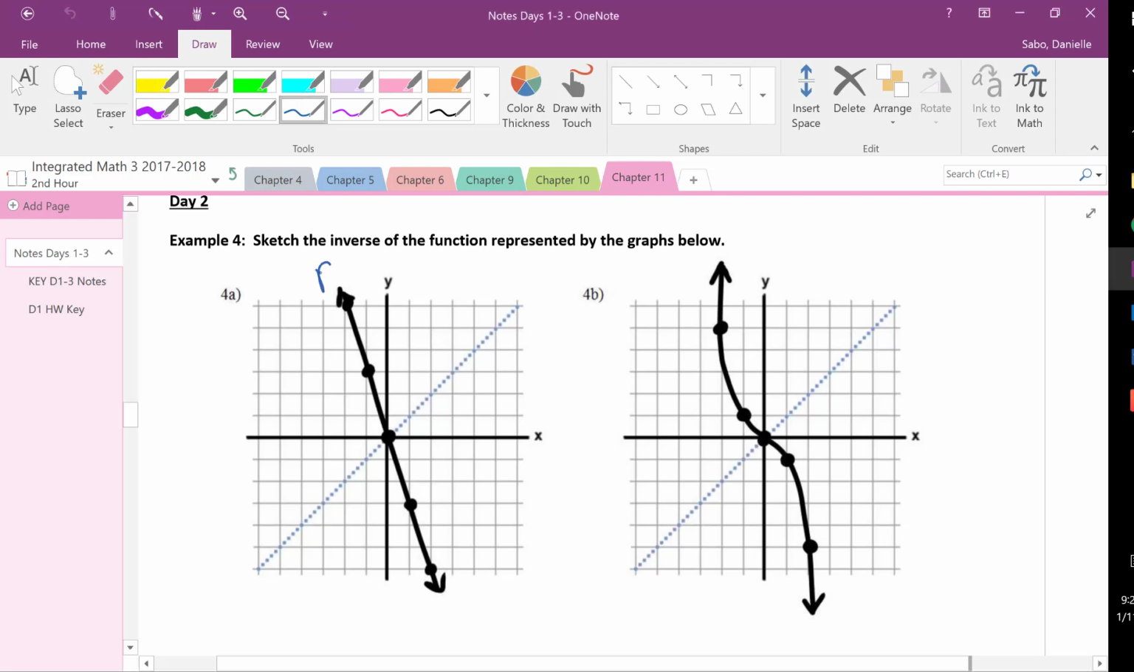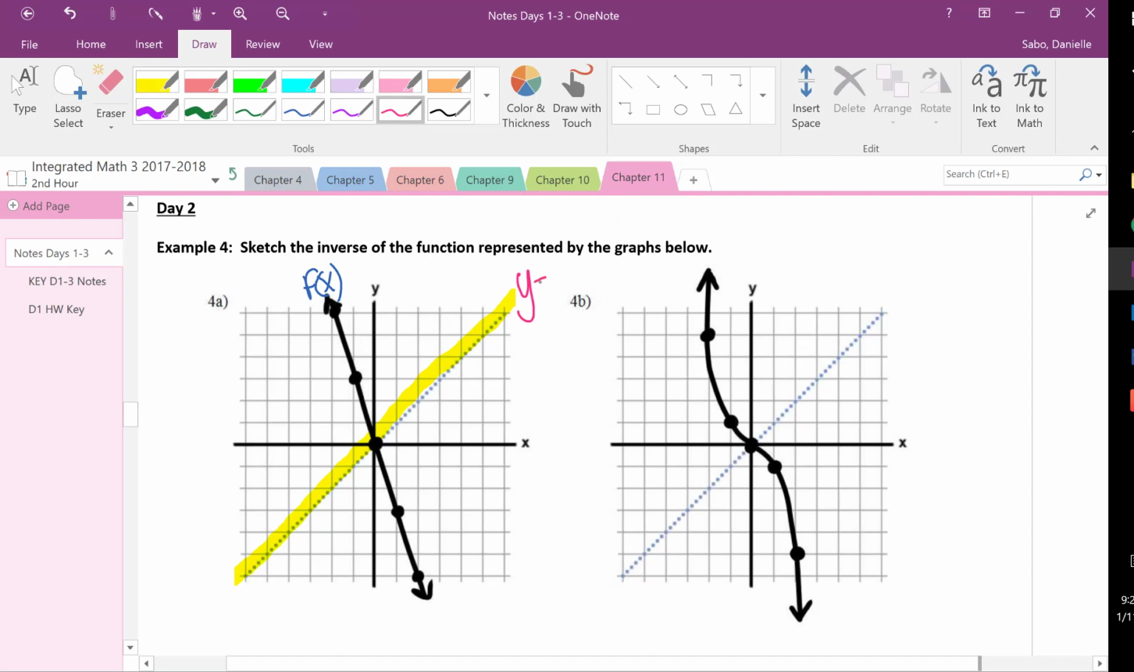Okay, so sketch the inverse of the function that represents the graphs below. This is our original function. I'm going to label that just so that we know. There is this line that we talked about yesterday. If you have a highlighter, I would recommend highlighting it so that you understand what it is. Does anyone remember what this dotted line represented from yesterday? Y equals x. Now, when you're talking about a function and its inverse, it will always be symmetric about the line y equals x.